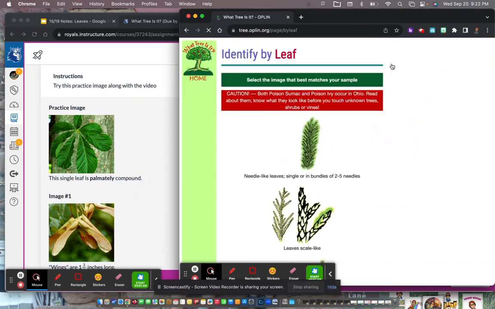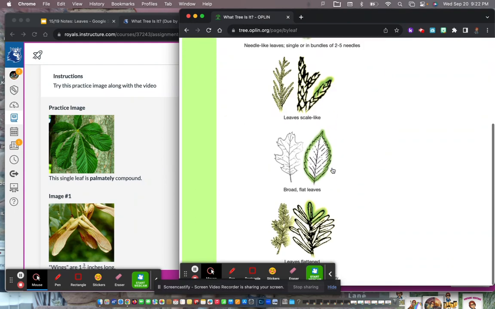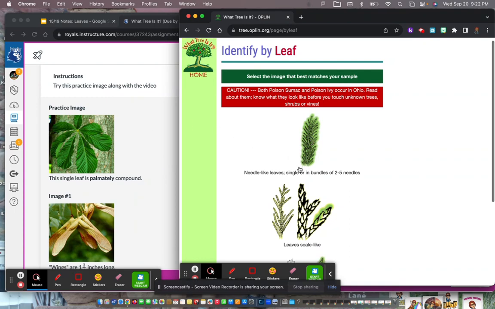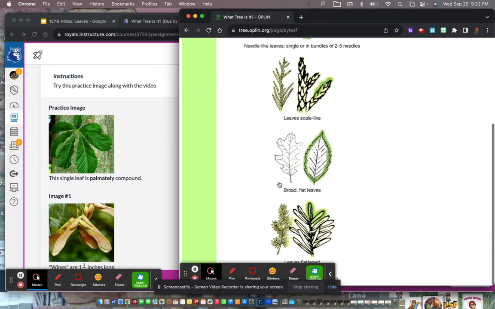So then it's going to give me some choices, and I have to pick the leaf that looks the most like my image. So be sure you scroll down. There's usually anywhere from 2 to 5 images that you have to look at. So let me just get you started. This one says it's needle-like leaves. Well, that looks like a pine tree. Nope, that's not what our practice image is like. So I'm going to go to this one, scale-like leaves. No, that's not what this one looks like. I'm going to move on.